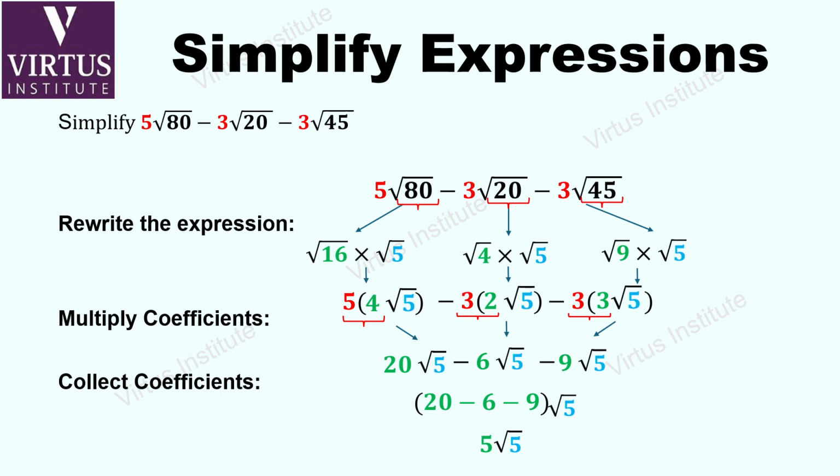Remember, simplify each surd term first. Find the largest square number inside each surd. Take the square root of that square number and write it outside the surd. Multiply any numbers outside the brackets. Collect the like surds by combining their coefficients. Keep the surd part the same.